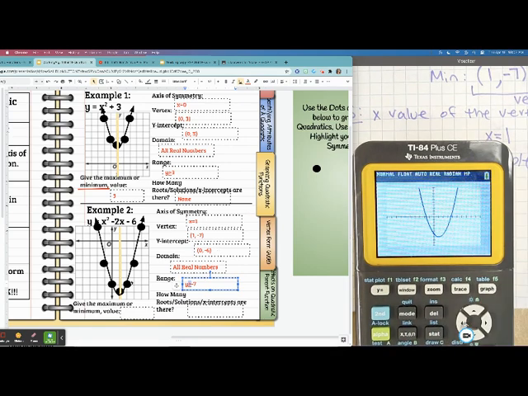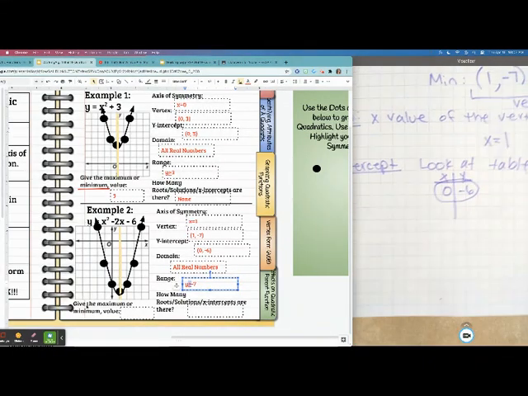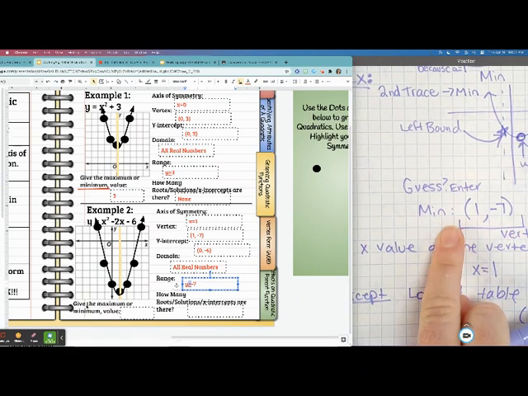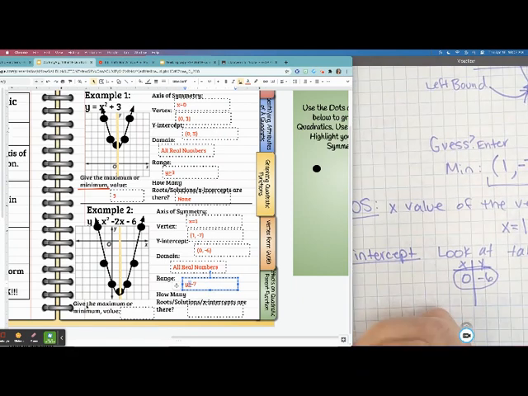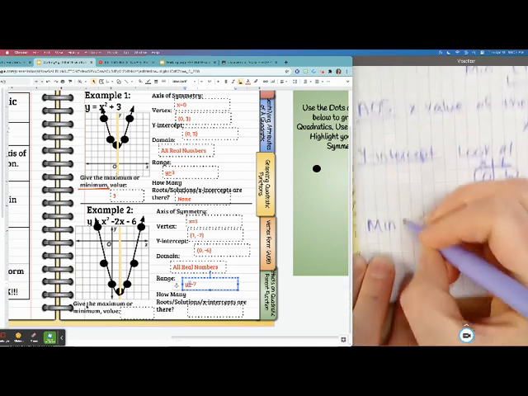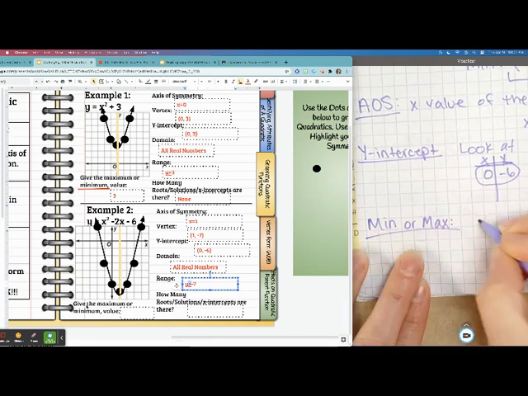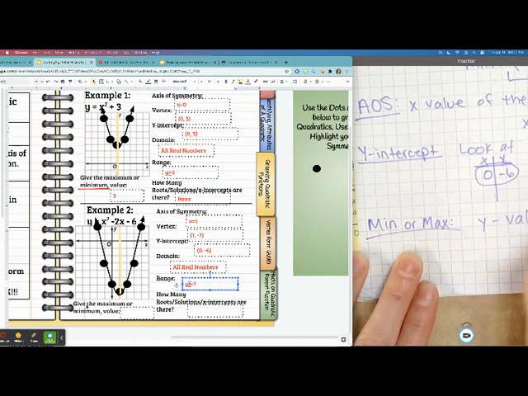So this looks pretty similar. How many roots, solutions, or x-intercepts are there? So we're going to use our calculator to do that. Let's go ahead and do our min and our max. So we found what our vertex was, which also told us that it was the min. The min or max is just the y value of the vertex.